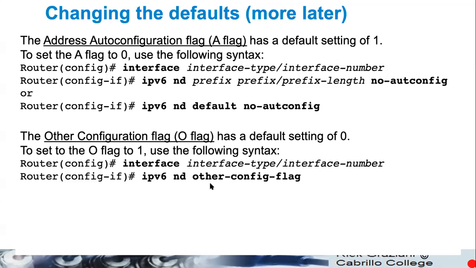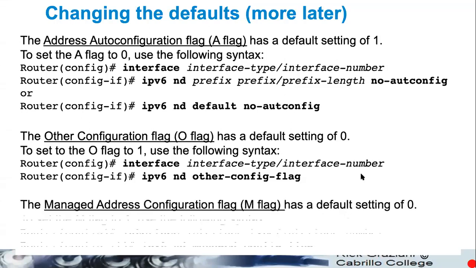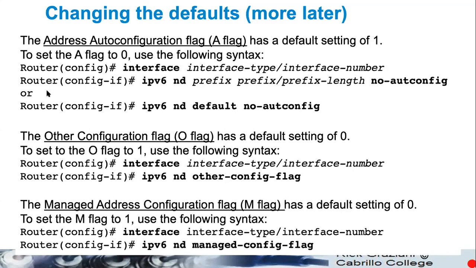There's additional stateless information from a stateless DHCPv6 server. And the M flag is set by using this command. You notice that these are all per interface. The ND stands for not Notre Dame, but neighbor discovery. I almost forgot myself. IPv6 neighbor discovery. Okay, so we have the auto config, which is set to 0, but these are how you'd actually turn it on. And the no option is how you reverse that. So how you reverse these, but we'll talk more about these in later videos.